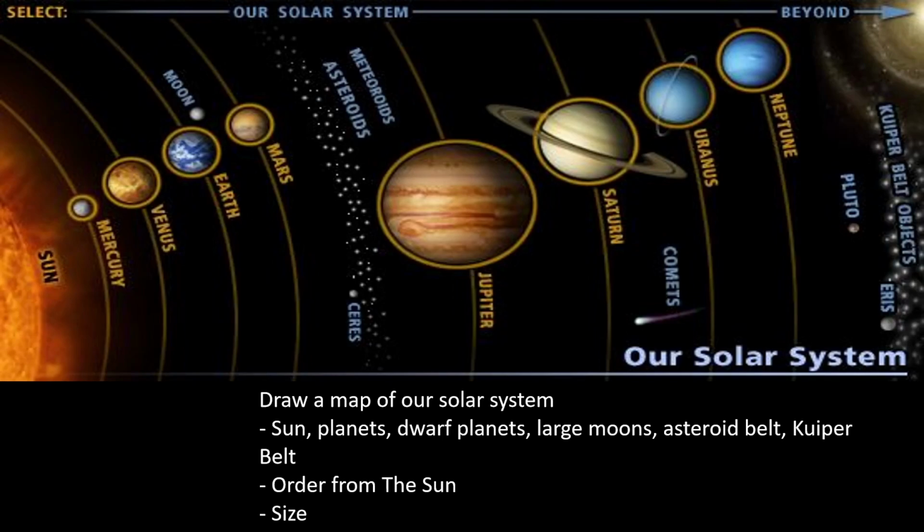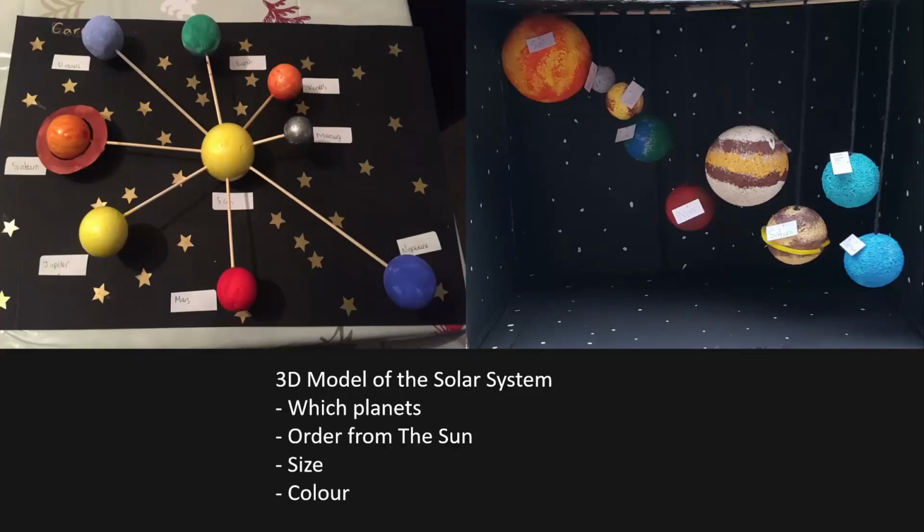So if you fancy taking it to the next dimension, you could do something like these. You could do a mobile that hangs from the ceiling. You could do a 3D map, as they've got there, but you could do a 3D model of the solar system. So some of the things will be the same. Have a think which planets you want on there. Possibly just the 8 main planets and the sun. Again, have a think about the order.